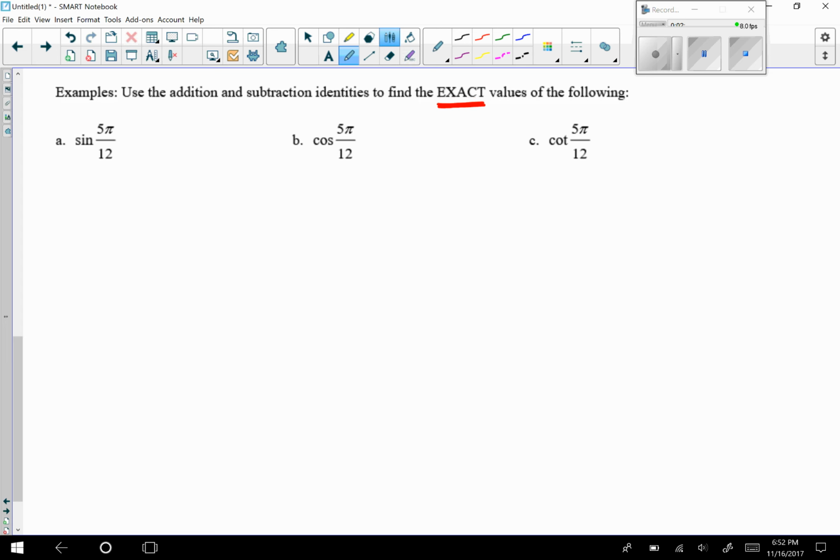So to use the addition or subtraction identities, we're trying to figure out what numbers add up to 5 pi over 12 that are going to be on our unit circle to allow us to find the exact value. So let's start off with 1 pi over 12. So 1 pi over 12 plus, of course, 4 pi over 12 would be equal to 5 pi over 12. However, 1 pi over 12 is not on our unit circle, and therefore I cannot find the exact value of sine or cosine with that. So then we're going to keep on going. So I'd go to the next one.